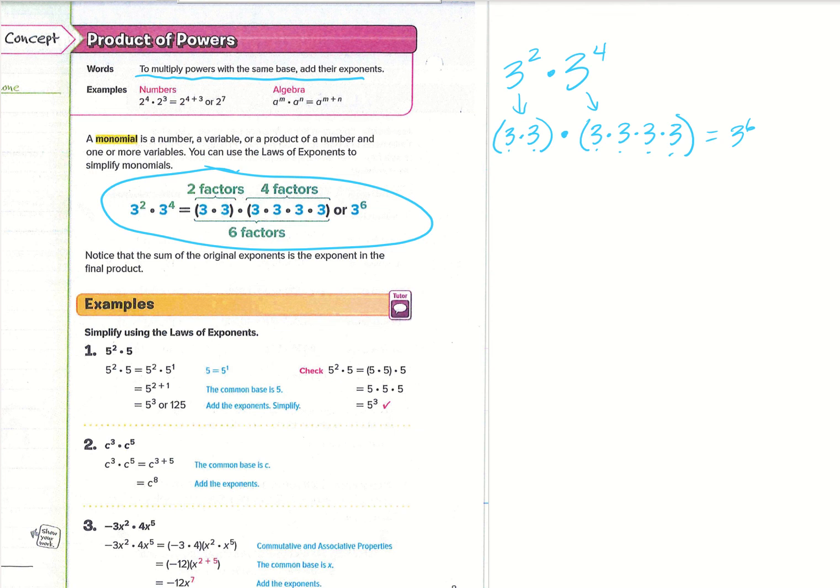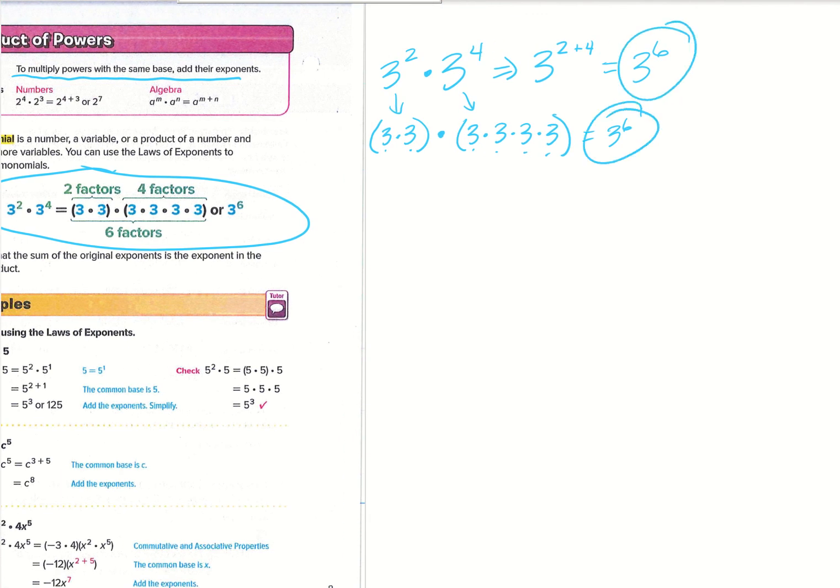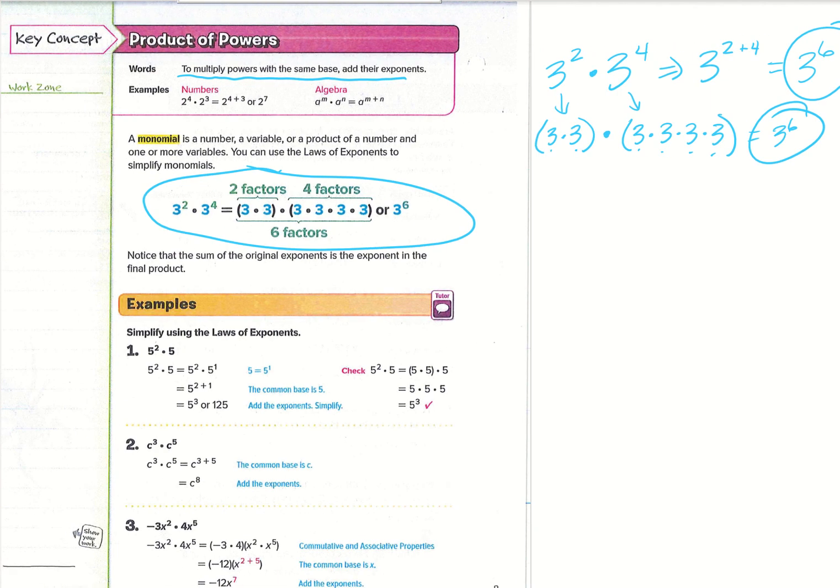If we did that up here, that would be the same thing as 3 to the power of 2 plus 4, which is the same as 3 to the power of 6. So either way you look at it, you get 3 to the 6th, which is what we're looking for here. Whenever we have powers with the same base, you're just going to add their exponents together. And that's the main thing for 1.3, at least for this part.